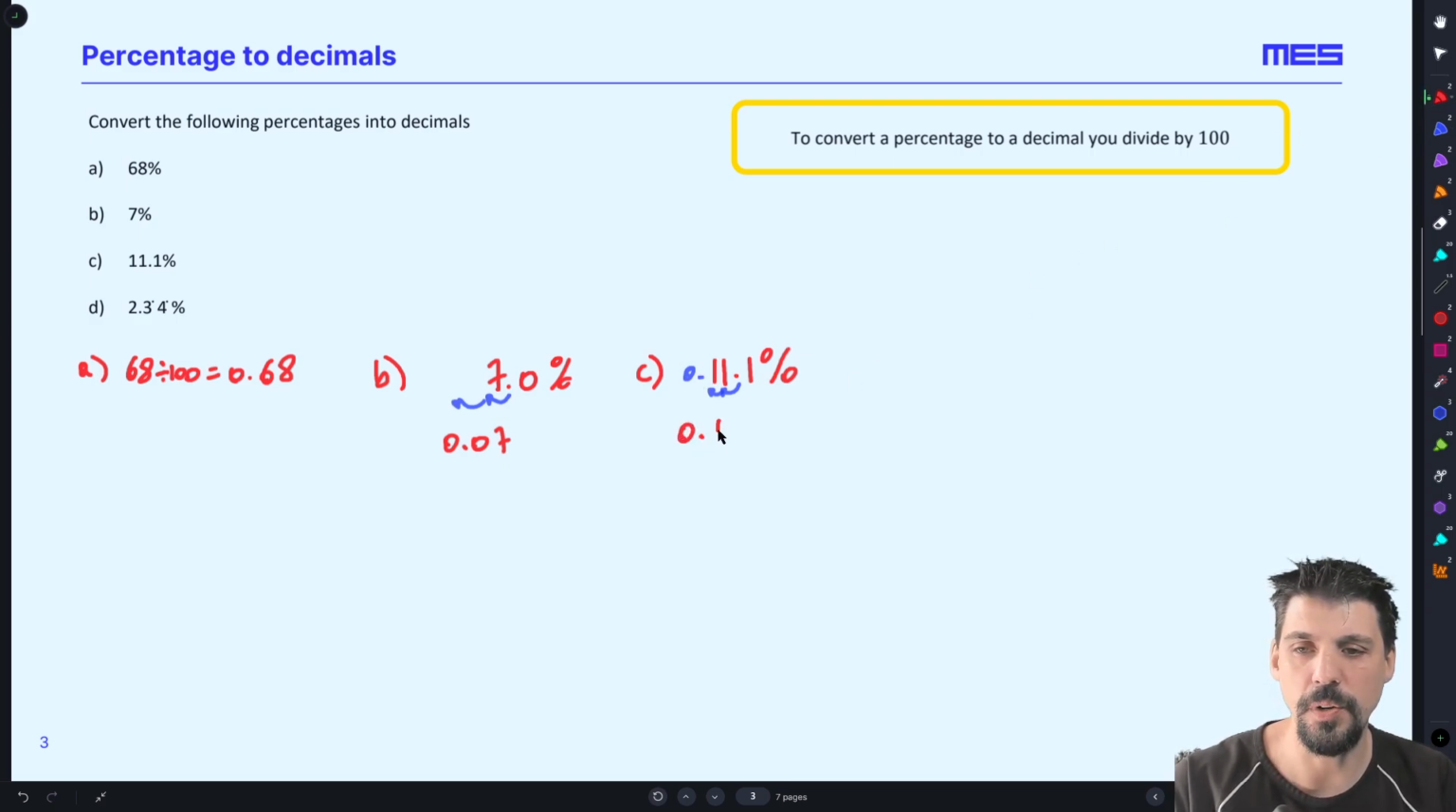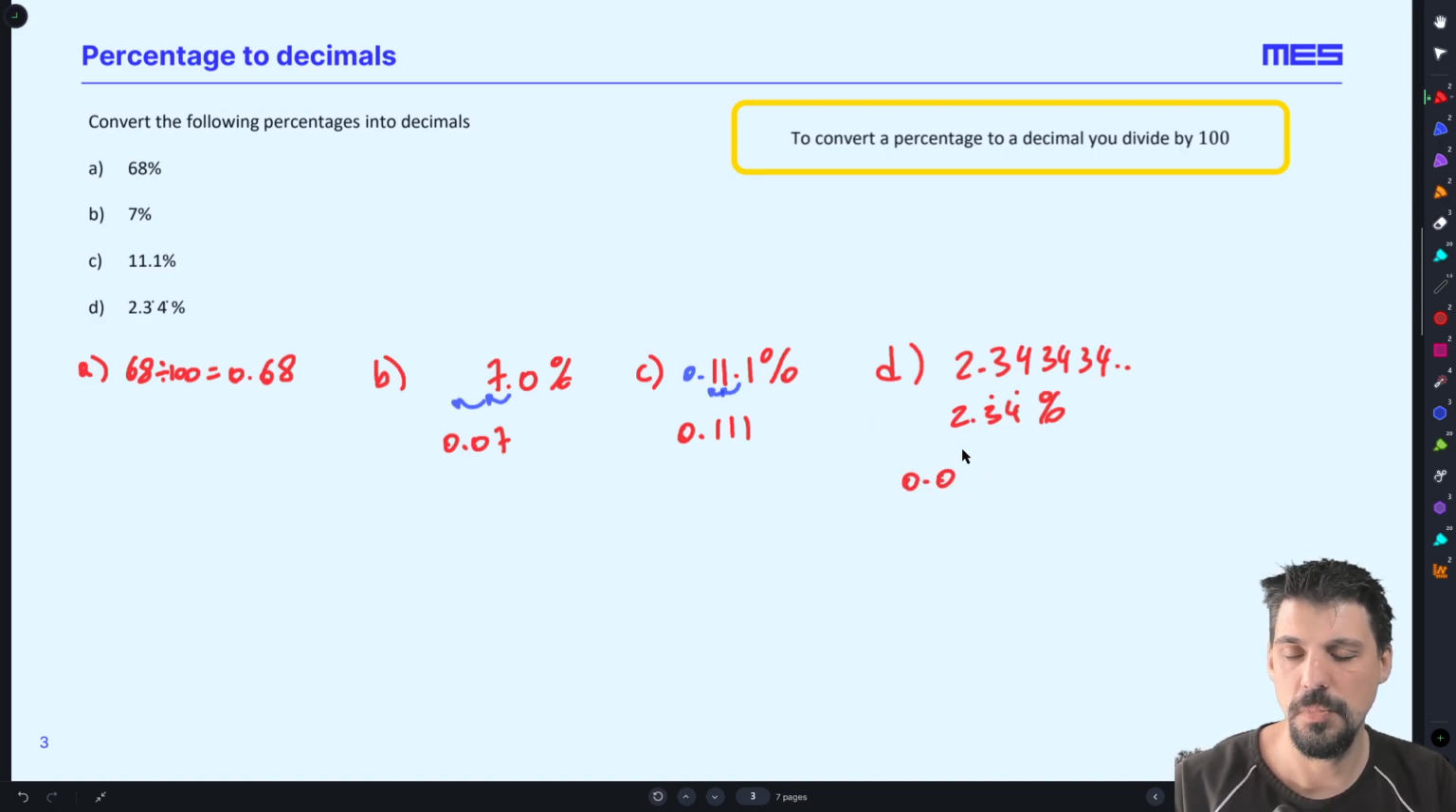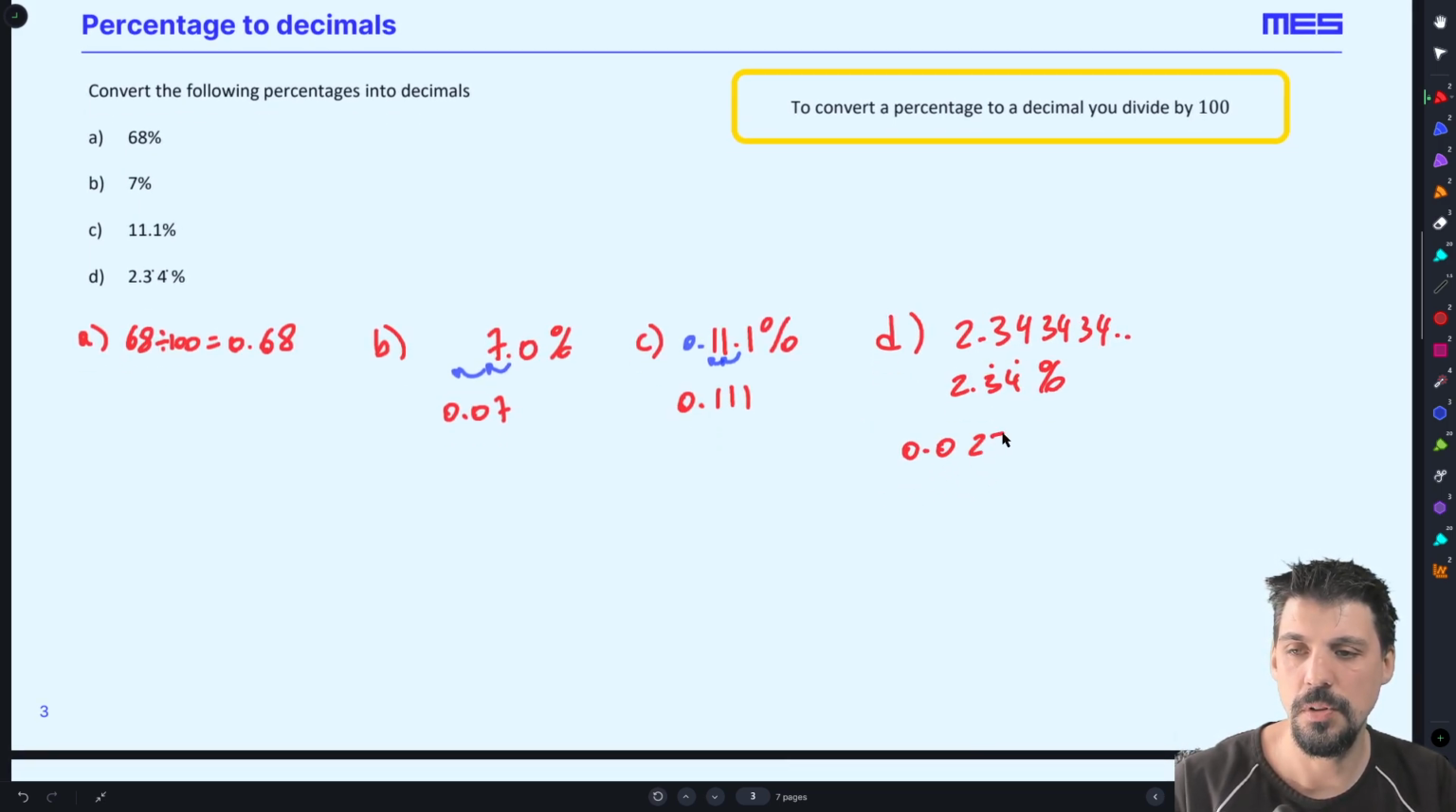So we have 0.111 as our decimal, and 2.343434, 2.3 recurring, 4 recurring, percent is 0.02234.